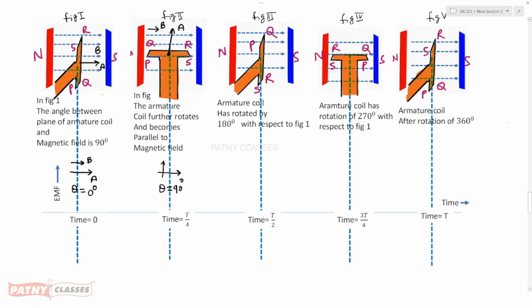And in the third case, the coil has rotated by 180 degrees and the area vector is again parallel to the magnetic field. Therefore, again the angle between them is 0 degrees. But the coil has rotated 180 degrees with respect to the initial position, so we consider theta equals 180 degrees.